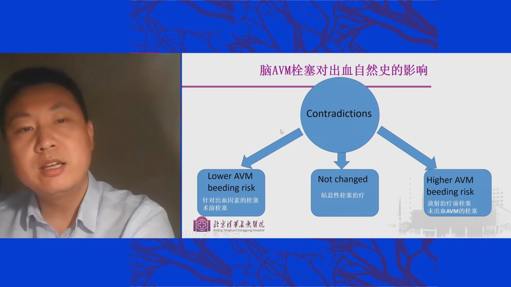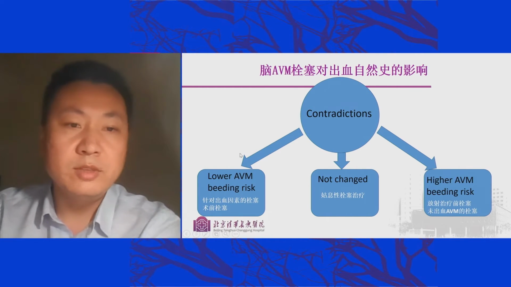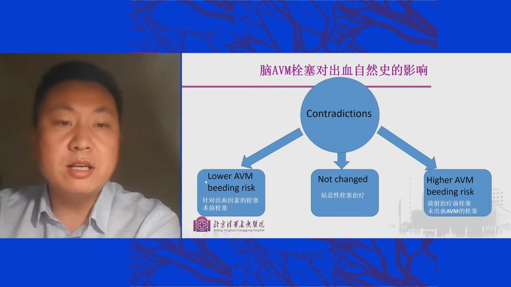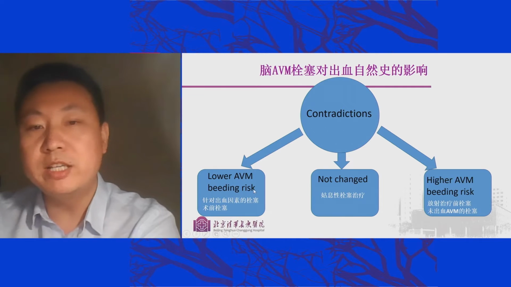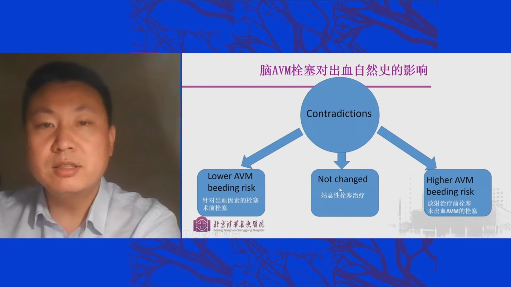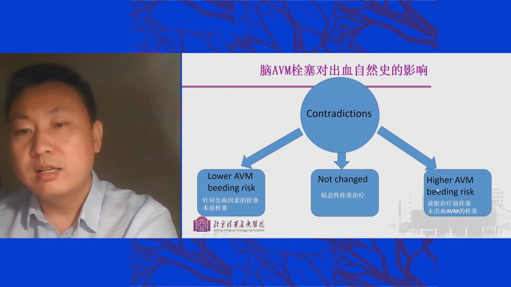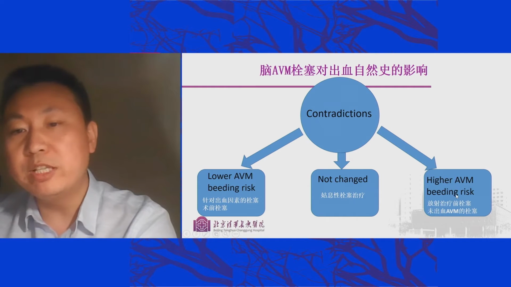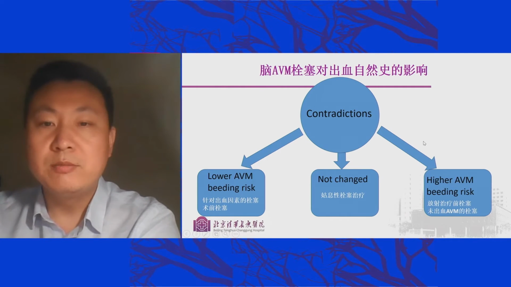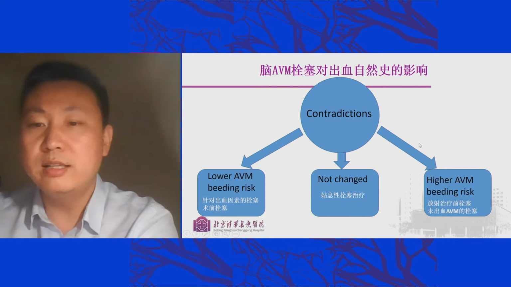AVM embolization has caused contradictions in AVM outcomes. In some literature, AVM embolization has lowered the AVM bleeding risk. In some literature, the bleeding risk did not change. And in some literature, the AVM bleeding risk has been higher because of different AVM embolization indications and techniques.